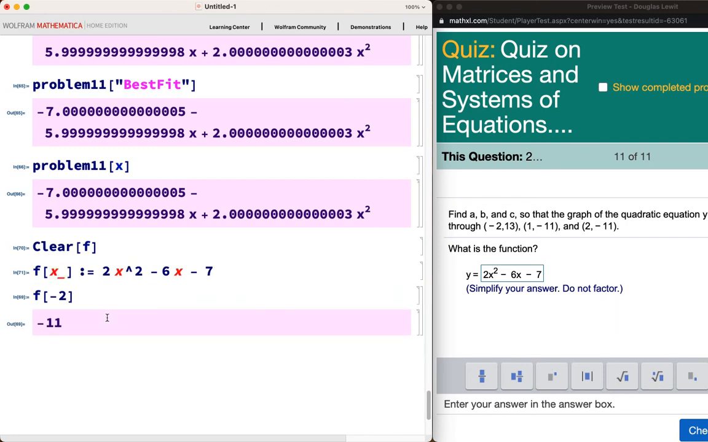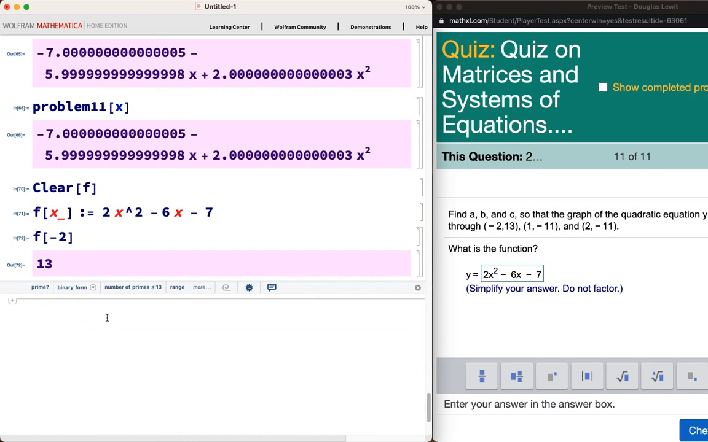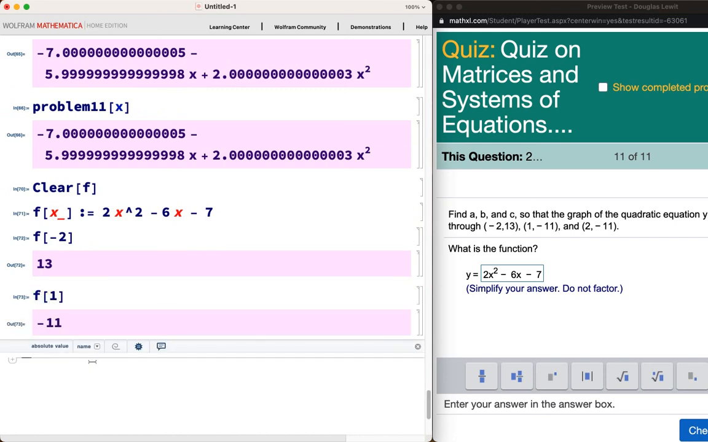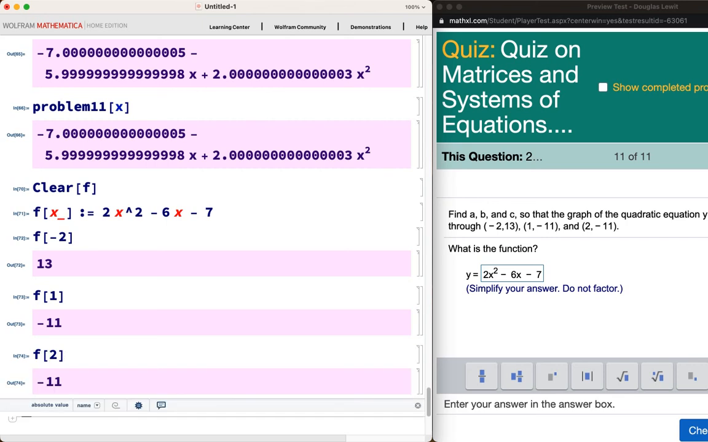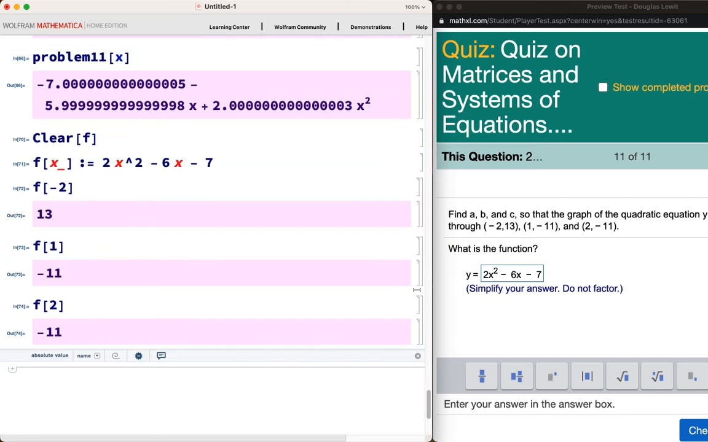Okay. F of negative 2 should give me 13. Yes. F of 1 should give me negative 11. F of 2 should also give me negative 11. So these 3 points belong to this function. F of negative 2 gives me 13. F of 1 gives me negative 11. F of 2 gives me negative 11.